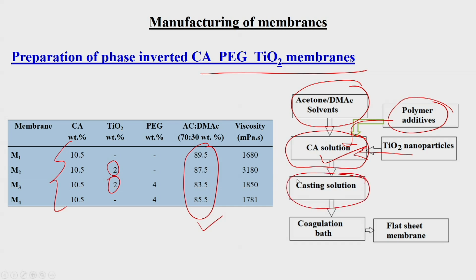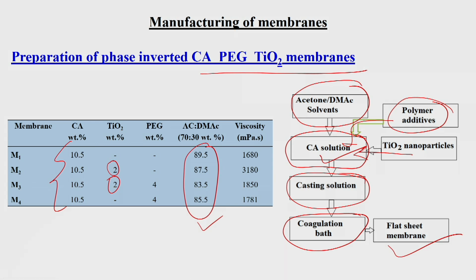And then TiO2 nanoparticles are also added, and it is mixed properly. Then we will get the casting solution. Once it is prepared, we need to put it on the glass plate, and using a casting knife or film applicator we will get the film. Then it will be placed in the coagulation bath, and finally we can get a flat sheet membrane.